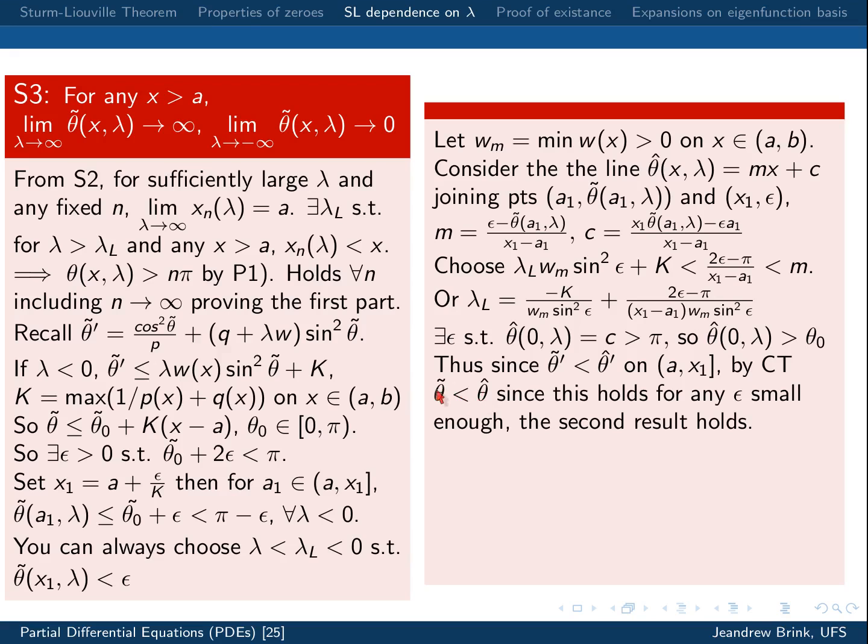So in other words, theta lies beneath the line over here that goes to epsilon at x1. Okay, so theta is forced to be less than epsilon at x1 by the fact that we've chosen lambda to be large enough that the gradient over here, the gradient over there becomes very, very negative. Okay, and since it holds for any epsilon small enough, we have that this thing holds.